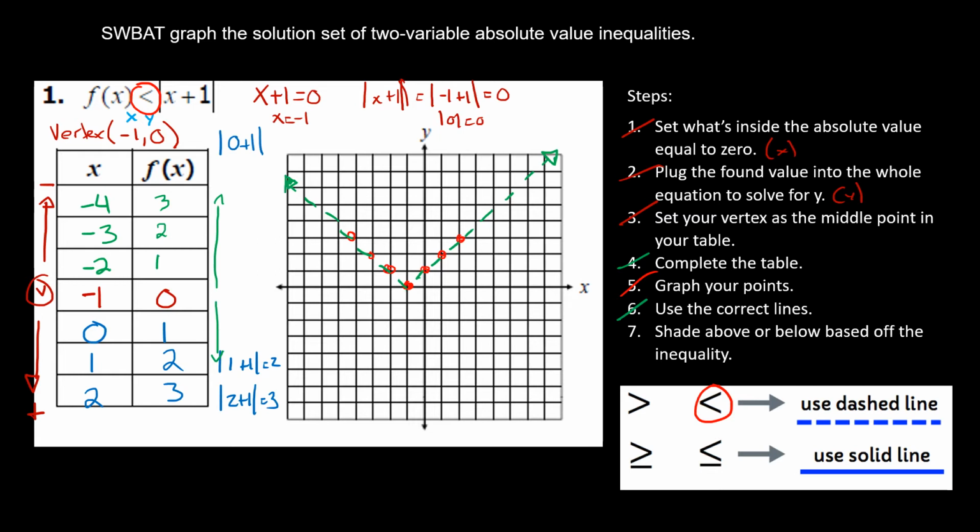Now the last part here is we need to shade above or below based off the inequality. So again, we are reading this as less than, so we're talking about all the numbers that are below this, because it's less. So we're going to shade below.